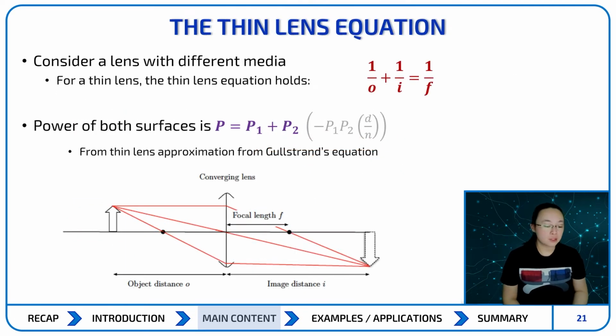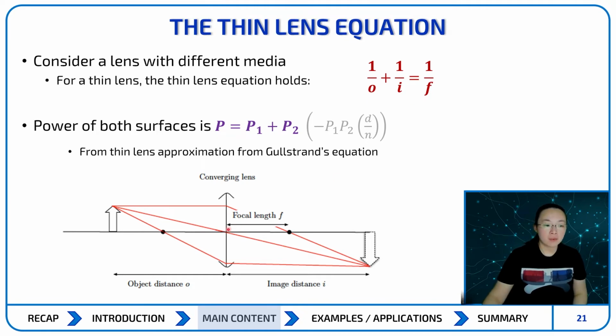So we have one equation already. The most important equation is actually the thin lens equation. Like we had before, we had N1 and N2. What happens if we have a lens with different media? For a thin lens, the thin lens equation will hold. So you have 1 over object distance plus 1 over image distance equals 1 over f. Let's now try and define what O, I, and F are.